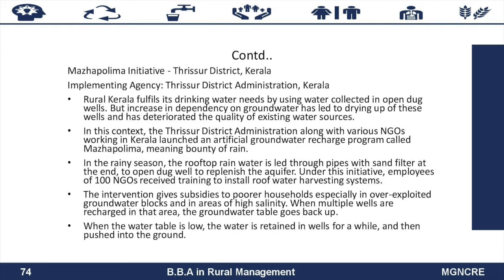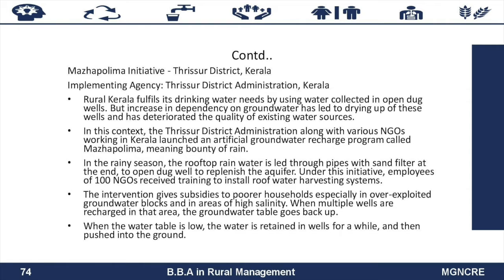Now we will discuss the Mazha Polima initiative in Thrissur district of Kerala. The implementing agency was the Thrissur district administration, Kerala. Rural Kerala fulfills its drinking water needs by using water collected in open dug wells.